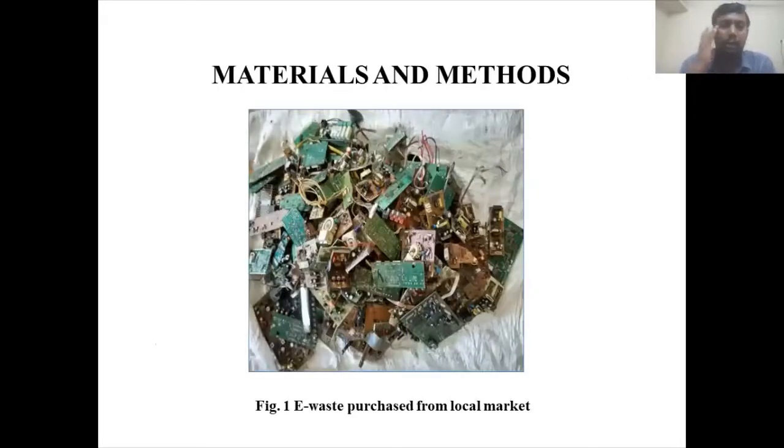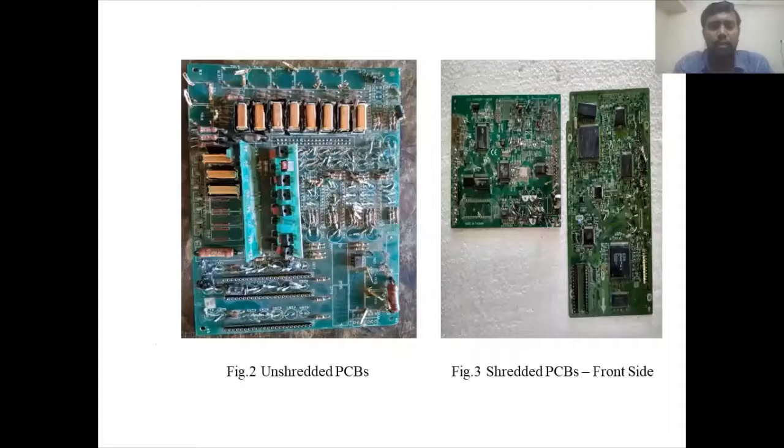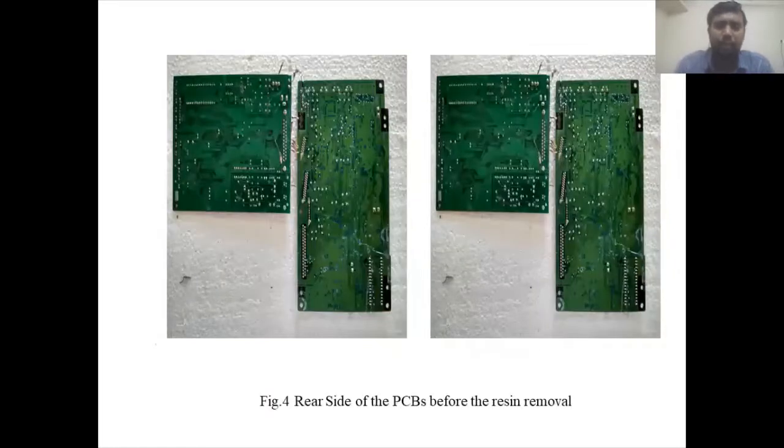Yeah, this is the material. We have the printed circuit board. We have purchased it from the local marketplace. This is an unshredded PCB, and the second image shows the shredded PCBs. Here, the rear side of a PCB has a green colored resin material over it to protect the metals which are bound to it.